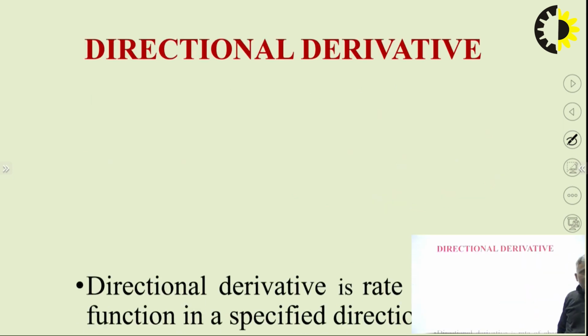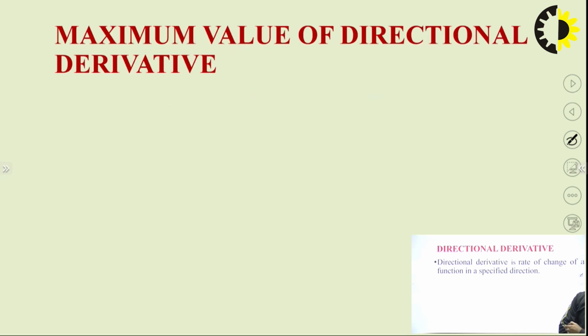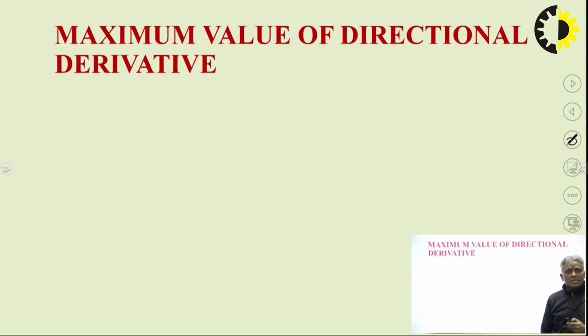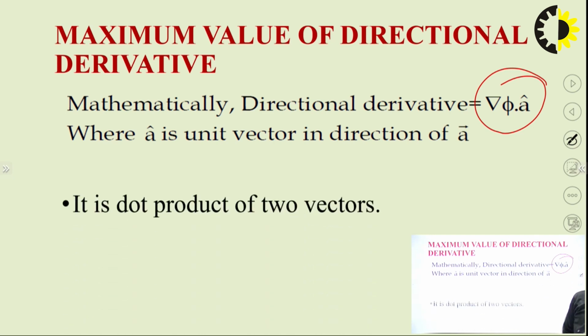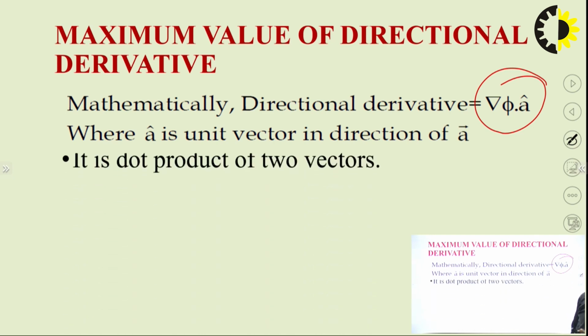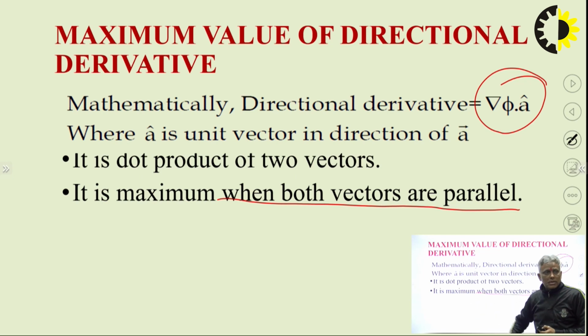Now the directional derivative is the change of the function in the specified direction. The question is, what is the role of the maximum value of the directional derivative? Mathematically, the directional derivative is defined by del phi dot A cap. It is a dot product of two vectors, and it is maximum when both vectors are parallel. That is the most important part of today's lecture.